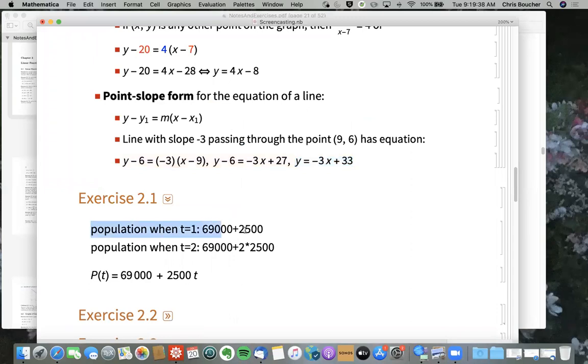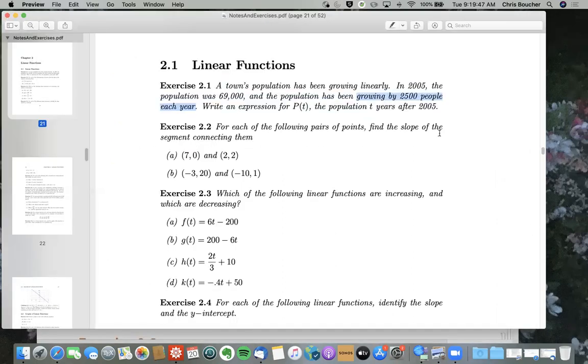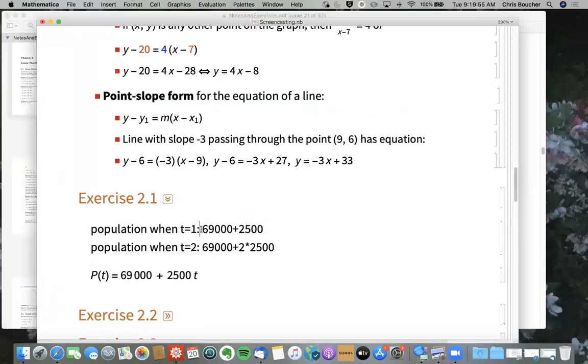So indeed, I sort of do this out much the way we did the distance and cost one for the taxi cab. In 1 year, right? So my t value measures years after 2005. Well, if it grows by 2,500 people per year, then 1 year after 2005, the population is going to be the initial 69,000 plus the 2,500 new people. After 2 years, it'll be the initial 69,000 plus 2 times 2,500 people. And after t years, you get this formula, right? 69,000 plus 2,500 times t. And we can see this is a linear function. There's the m value, the constant average rate of change, and there's the b value, the 69,000.